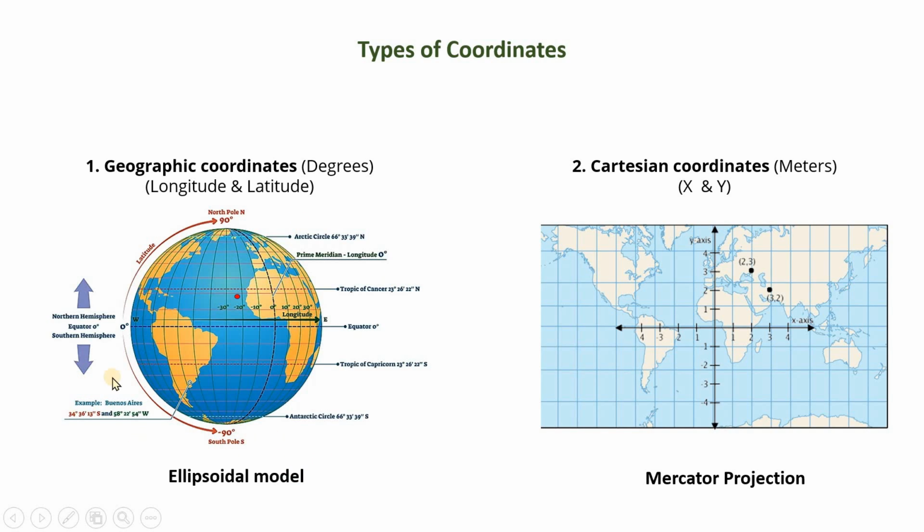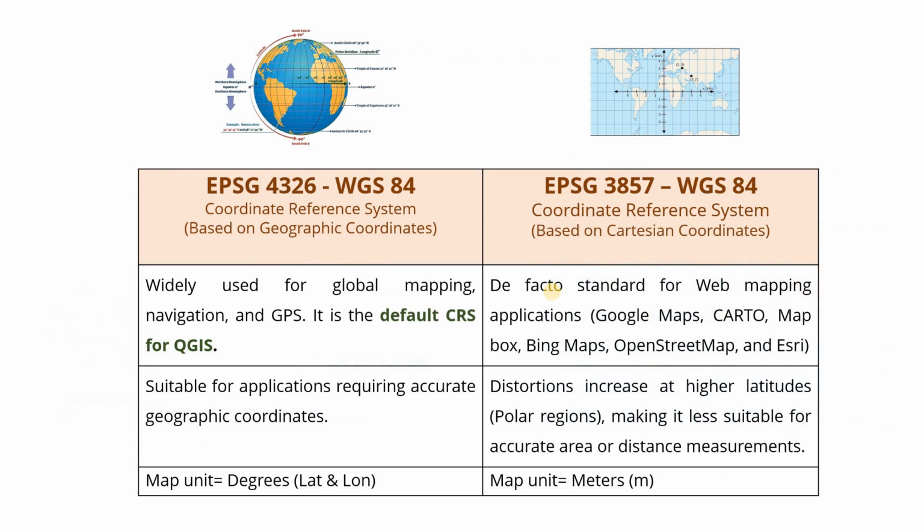We call it an ellipsoidal model, but this one is a Mercator projection. Actually, we are projecting this ellipsoidal surface of Earth onto a two-dimensional, planar surface, and this is a projected map, and this is the ellipsoidal model of the Earth, representing Earth as it is. Okay, now you are familiar with two different types of coordinates.